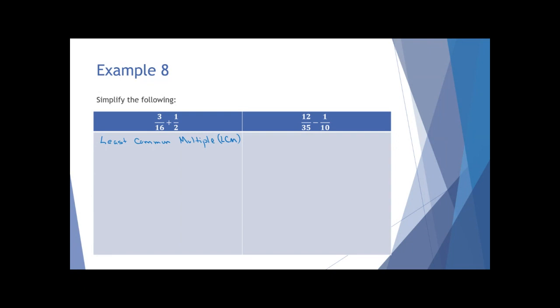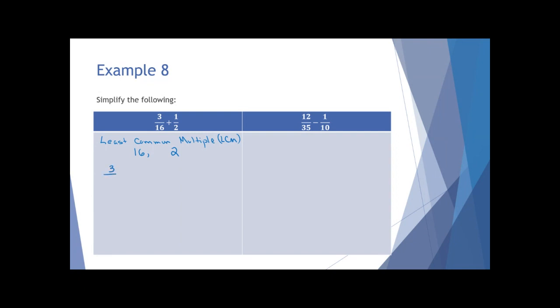So we want the smallest number that 16 and 2 have in common when you look at multiplication tables. 32, they both have 32 in common. 32 is actually not the smallest, but that's okay because we don't actually have to find the smallest. We just have to make sure they both have something in common. So we'll work with 32.